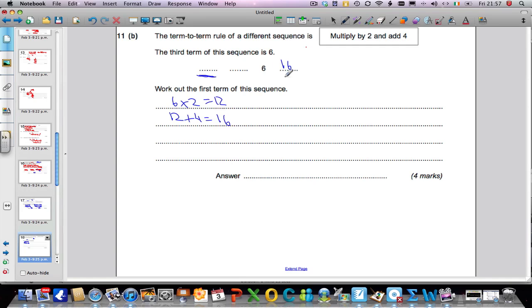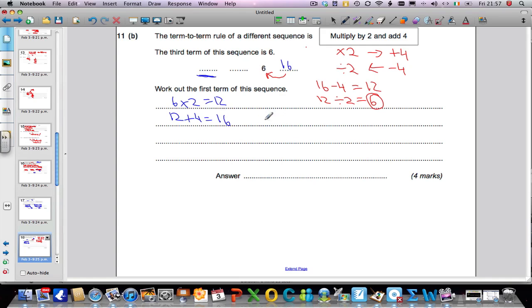I want to go backwards. So I got to do the journey in reverse. So remember, to begin with, we multiplied by 2 and then we added 4. If I was to go backwards, I should take away 4 and then divide by 2. Let's check if it works. 16 take away 4 equals 12. 12 divided by 2 equals 6. Bingo. So we know what we're doing now.